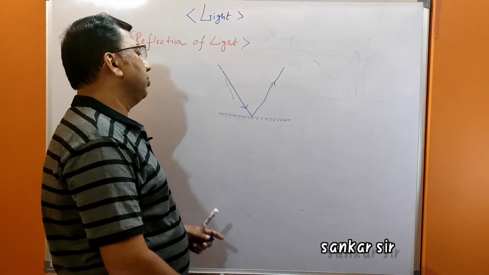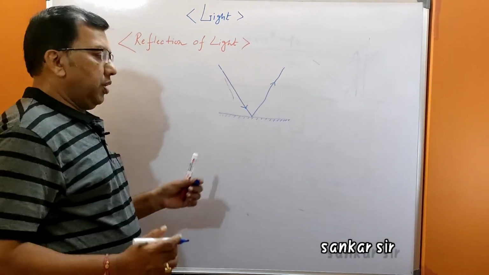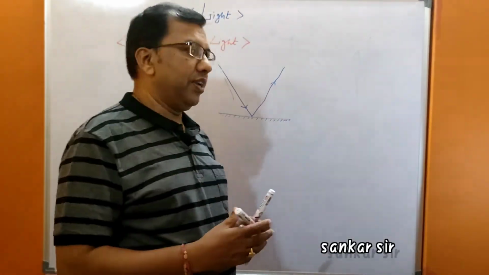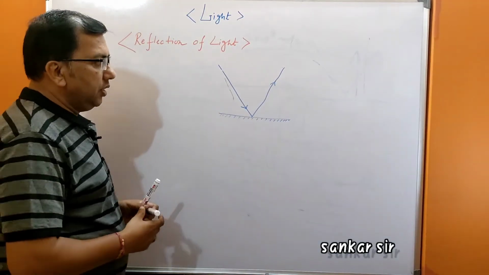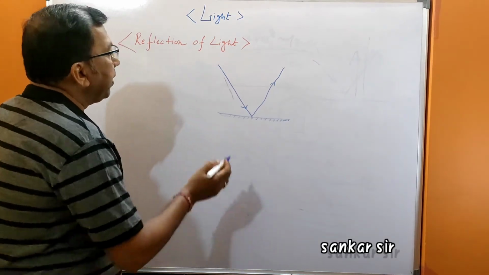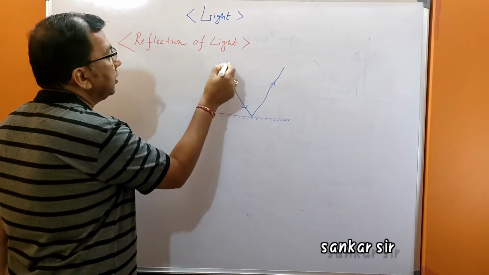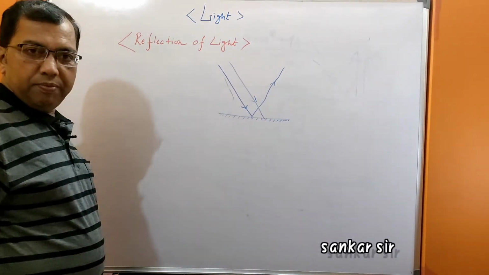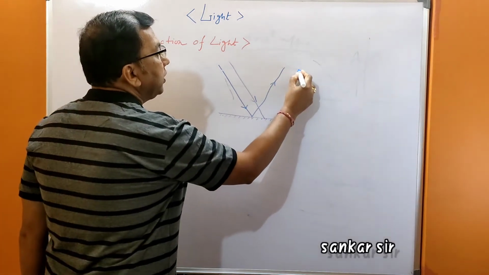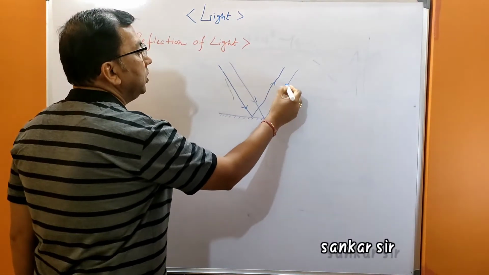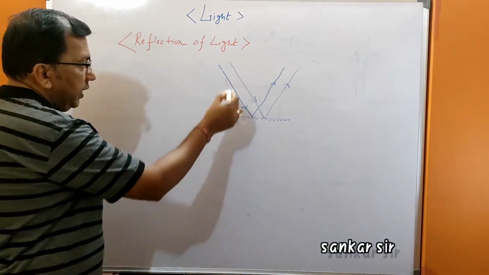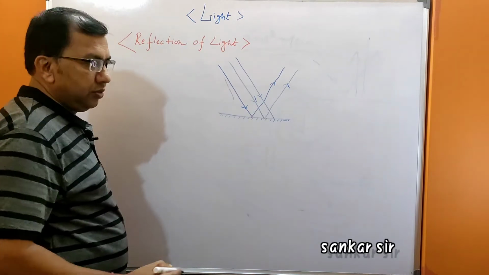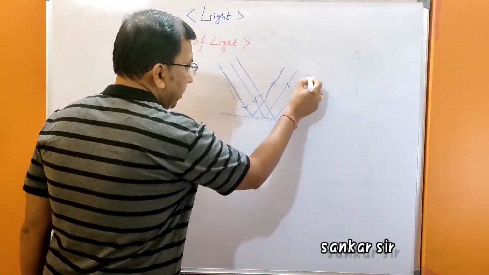This reflection is generally of two types: regular reflection and irregular reflection. What is regular reflection? Regular reflection means if some parallel beam of light, say this one beam of light, strikes the surface, it returns back in this direction. Again, another beam of light returns back like this.